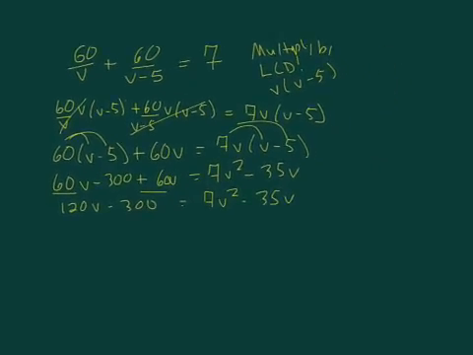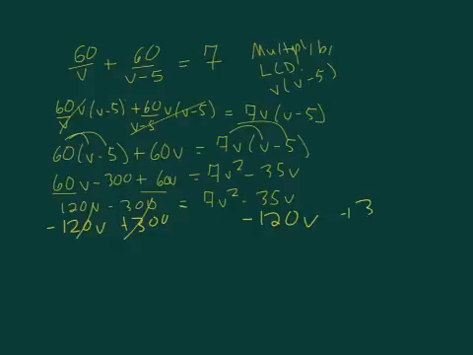From here, I would bring everything to the right side of the equation instead of the left, because then that first term won't be negative. So minus 120v plus 300 and plus 300. This gives us that 0 equals 7v squared minus 155v plus 300.